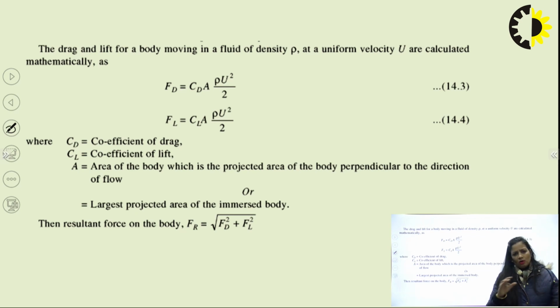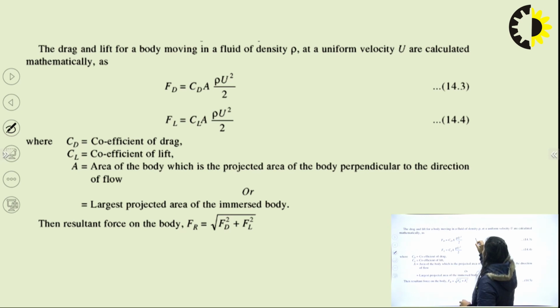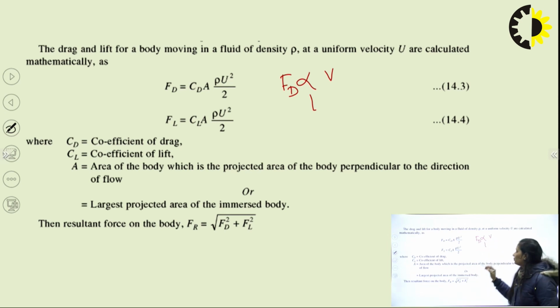So in conclusion, whenever the velocity is increasing, and the Reynolds number of the body is increasing, the opposing drag force will obviously also increase. So you can say that the drag force FD is proportional to velocity. This is the first point.